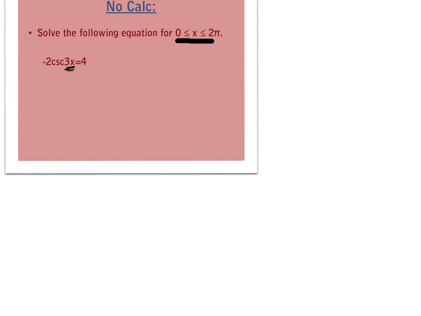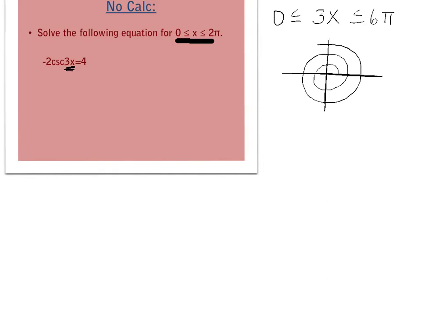We have a 3x in here. So the first thing I want to do is adjust my domain, and I'll throw that up here. The 3x needs to go in the middle. When we multiply 0 by 3, we're still going to get that. On the right side here, we're going to end up with 6 pi. So as we go around in this circle, we need to go around once, twice, and 3 full times to get back to where we need to go. So that 6 pi is reflected right here. We'll take a look at what that's going to mean for solutions in a second.